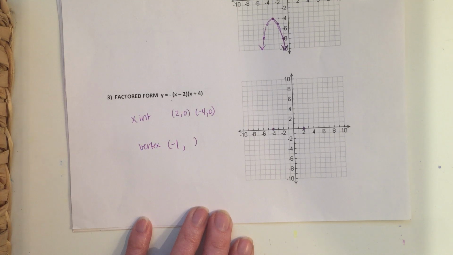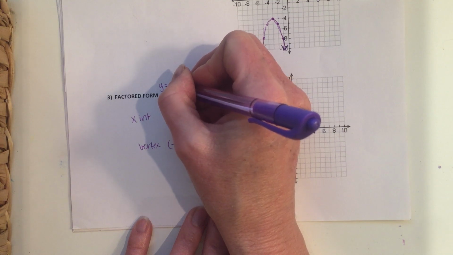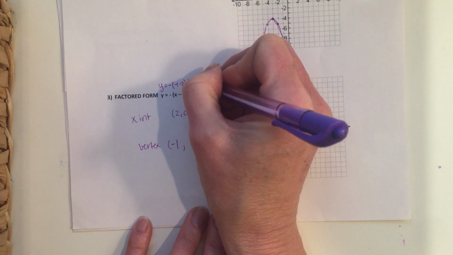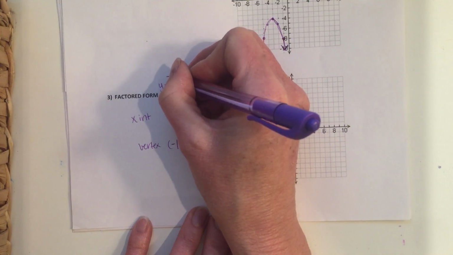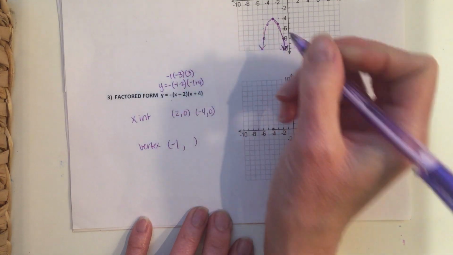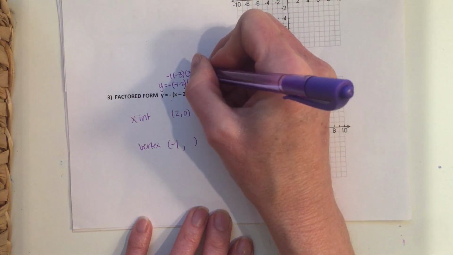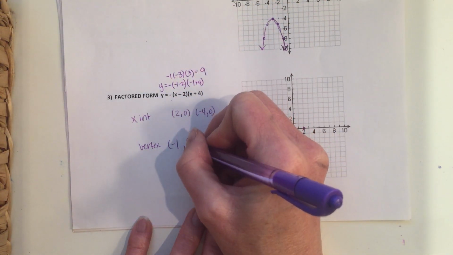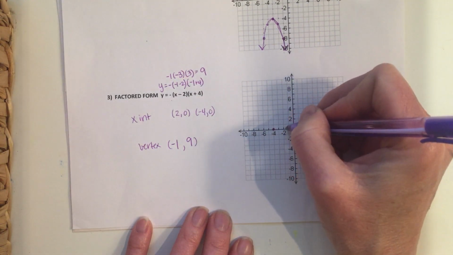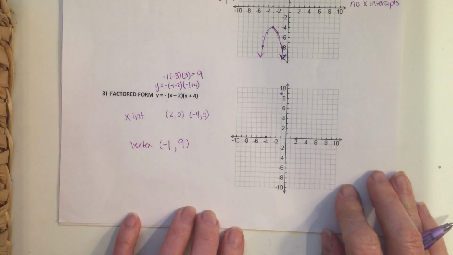To find my y-coordinate, I would substitute that back in. So y equals negative times (-1 minus 2) times (-1 plus 4). That's a negative, or -1 if you want to write it that way, times -3 times 3. So it looks like what I'm getting here is -9 times a -1, or a +9. So my vertex occurs at (-1, 9). So I'm going to go to -1, up 9, and plot my vertex.